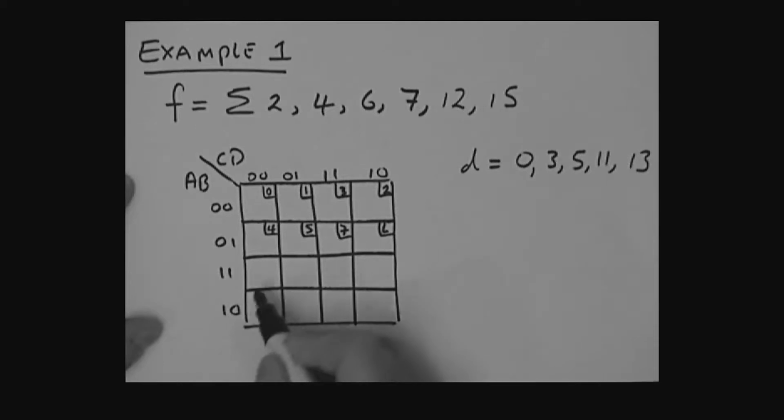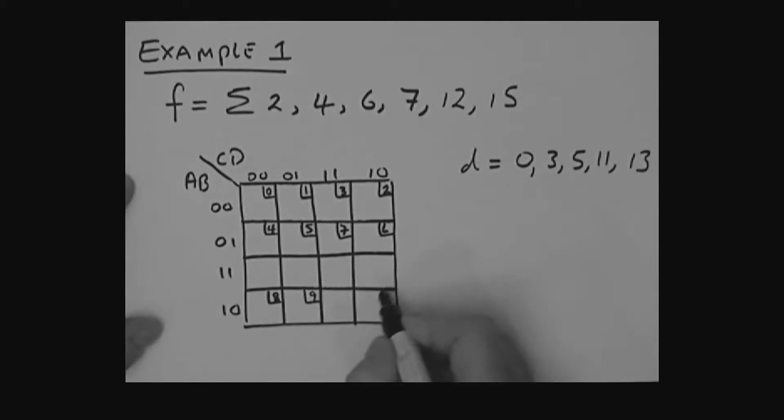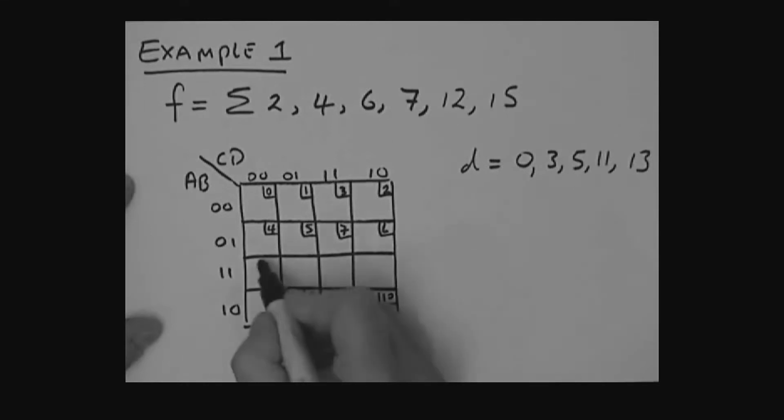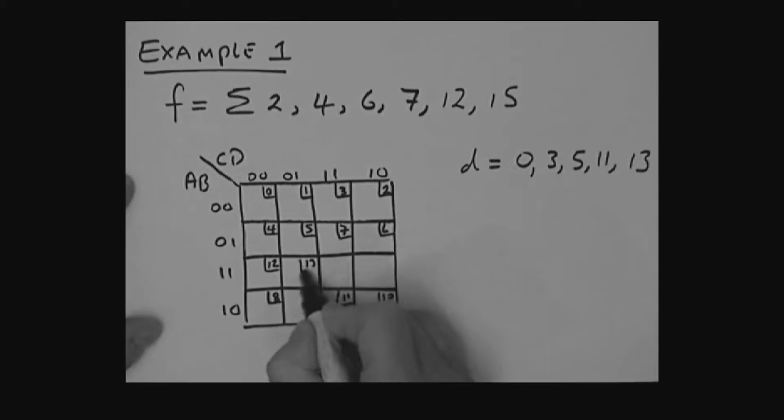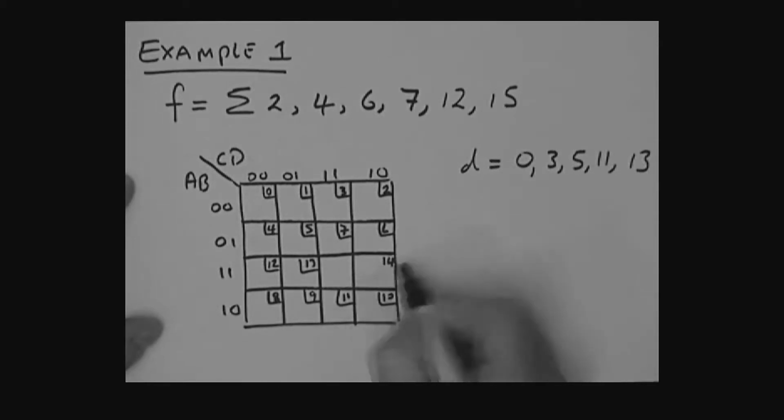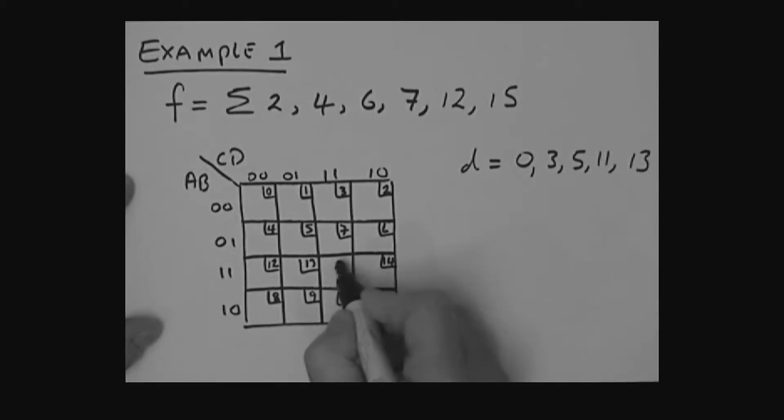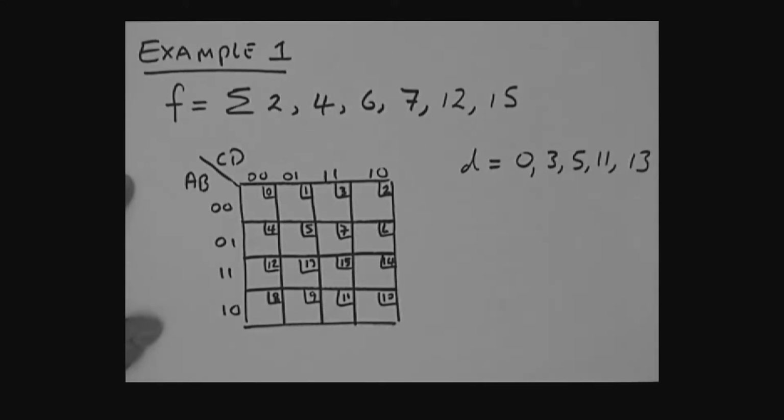This is 1 0 0 0, so this would be decimal 8. This would be decimal 9. This would be 10, 11, and then of course this square would be 12. This one 13. This one would be 14. And this square over here, 15. So what we've done is we've identified each of those squares with their decimal equivalent. Now we'll plot these product terms on the map.